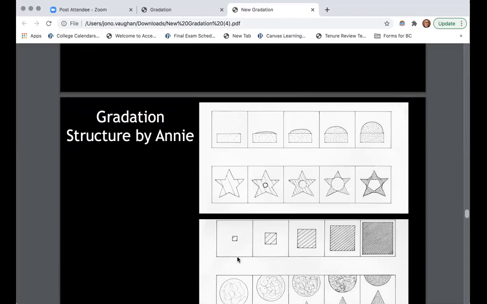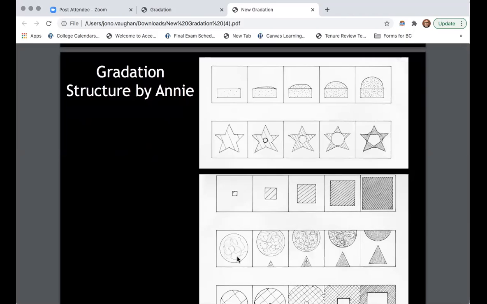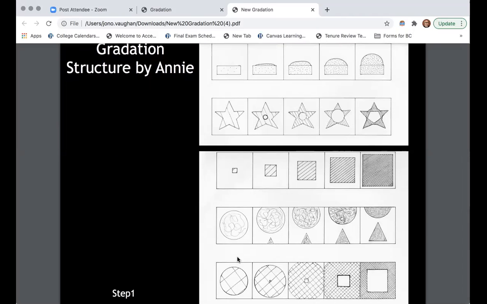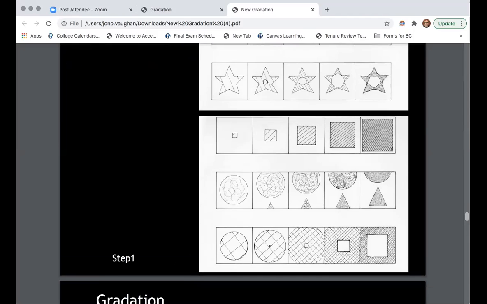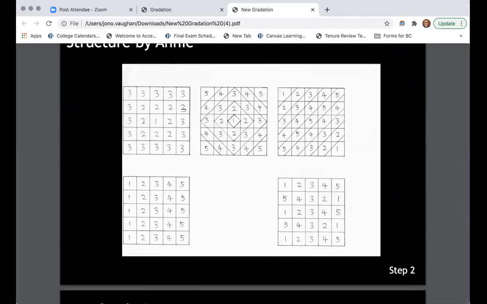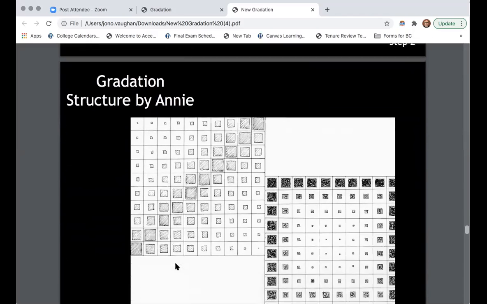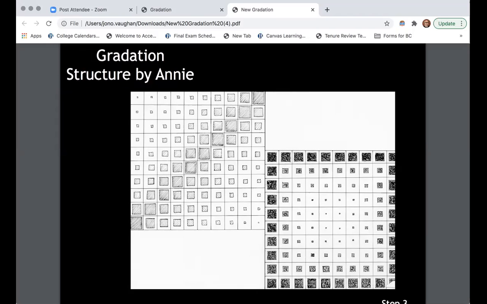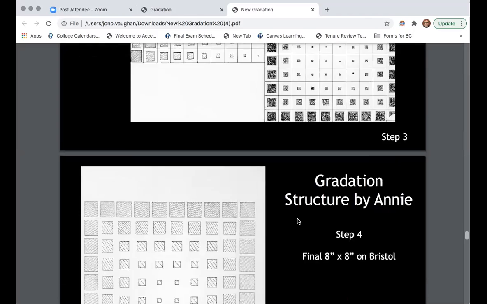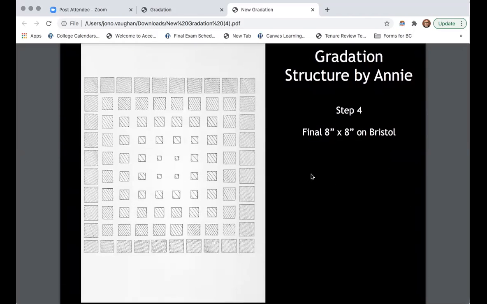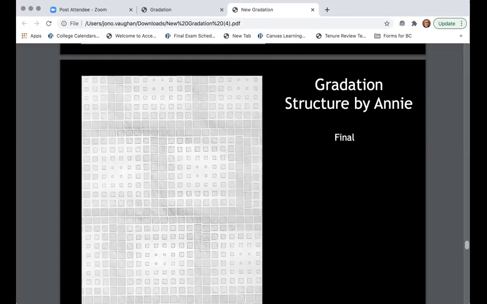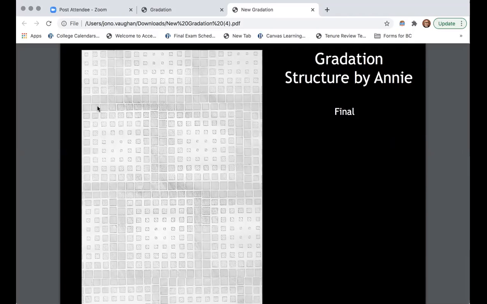So here's some examples for you. These were done by hand and then photocopied. We didn't have Photoshop. So these were done by Annie. We can see her different types of gradations that she was playing with. And these are her numbers to help her figure out how she wants to gradate her structures. And then these are her 2 sketches. And then this was her final, 8 by 8 on Bristol. And then once it was repeated, we get a structure that looks like this.